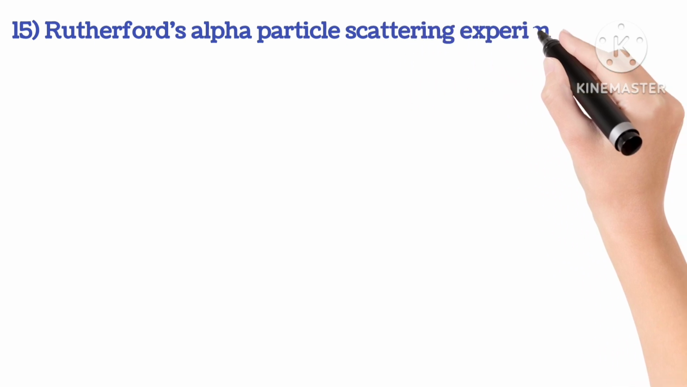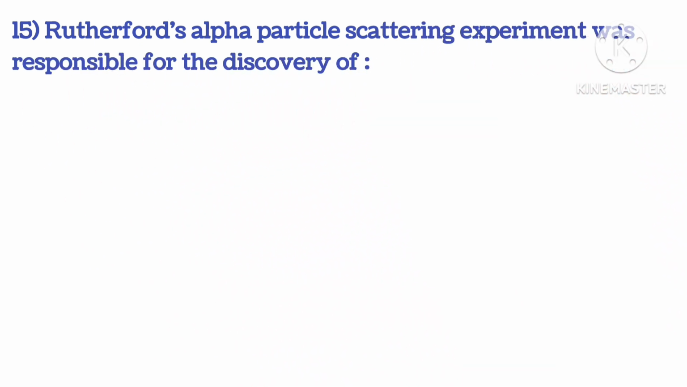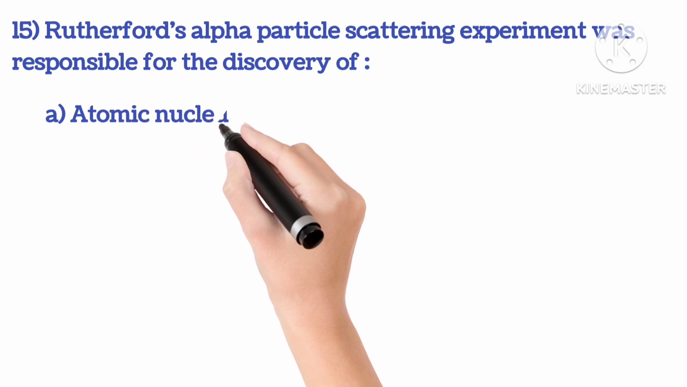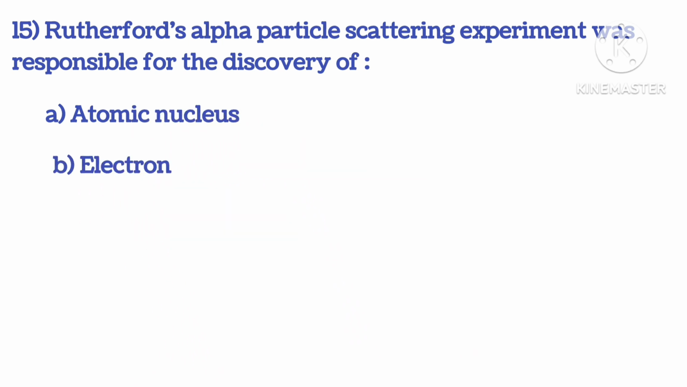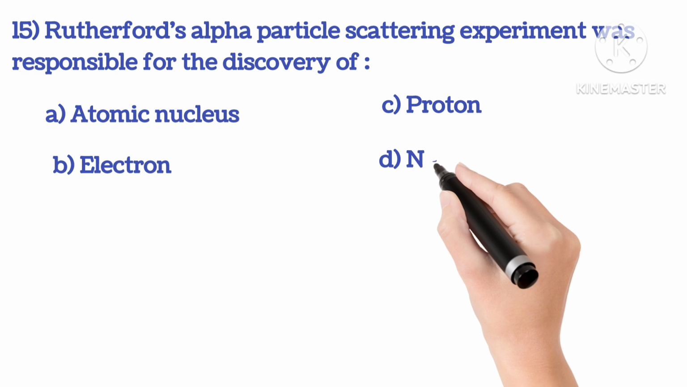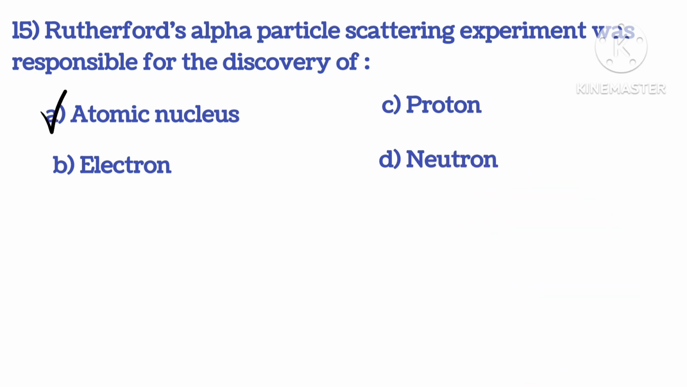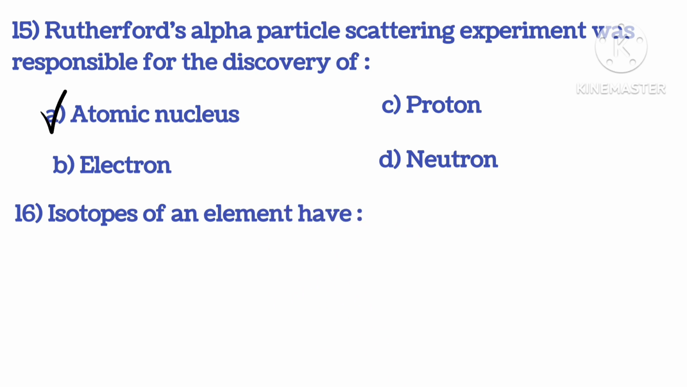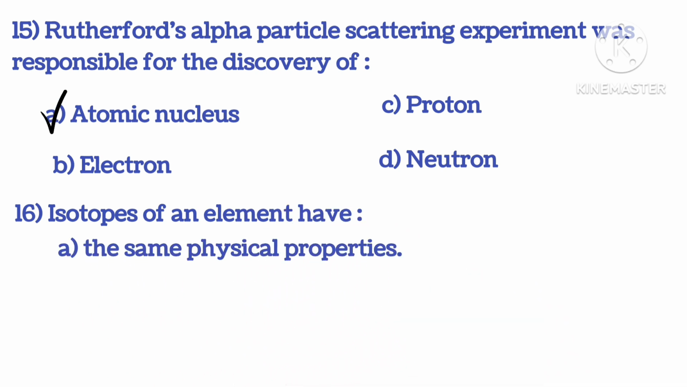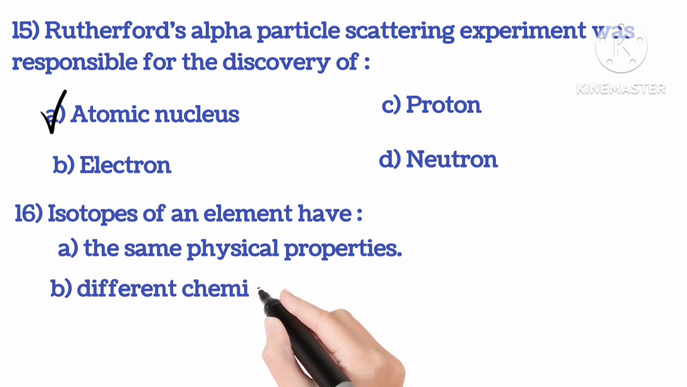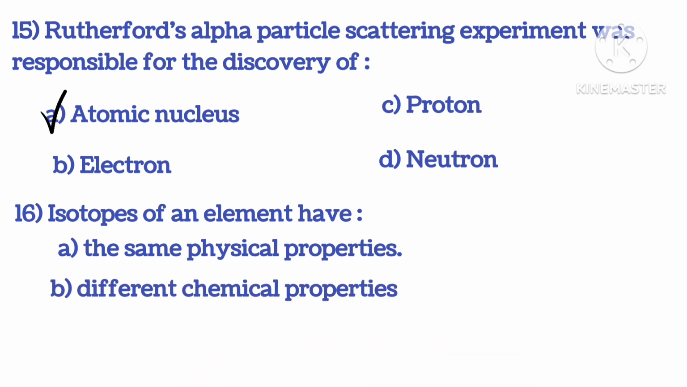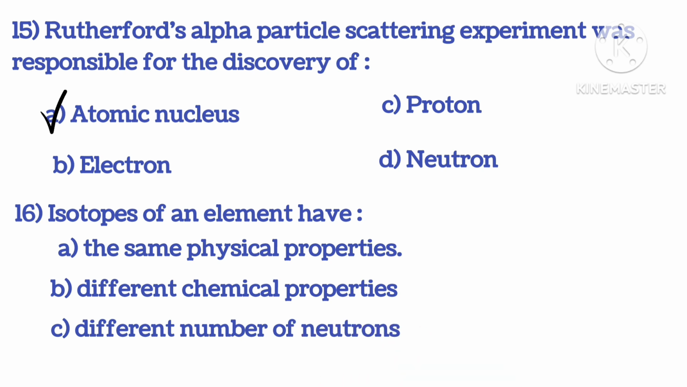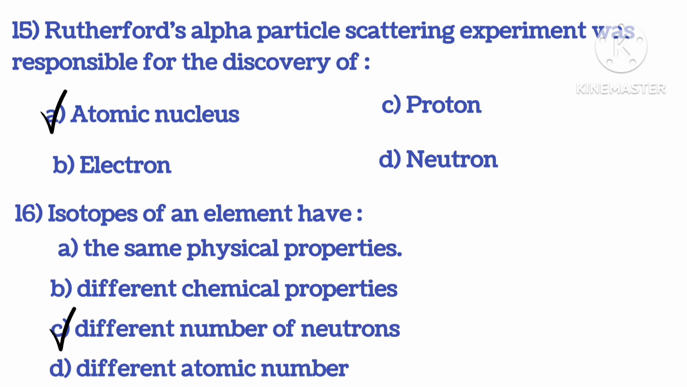Rutherford's alpha particle scattering experiment was responsible for the discovery of A, atomic nucleus, B, electrons, C, proton and D, neutron. The correct answer is atomic nucleus. Isotopes of an element have A, same physical properties, B, different chemical properties, C, different number of neutrons, and D, different atomic number. So the correct answer is C, different number of neutrons.